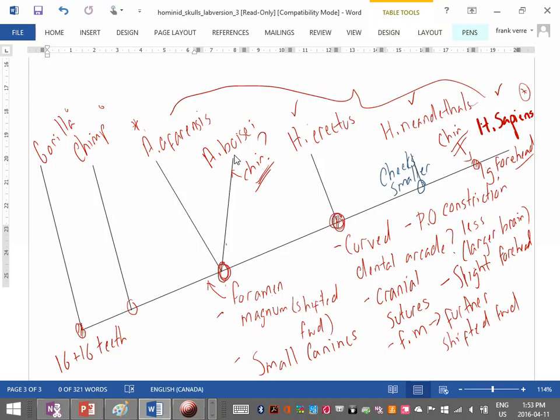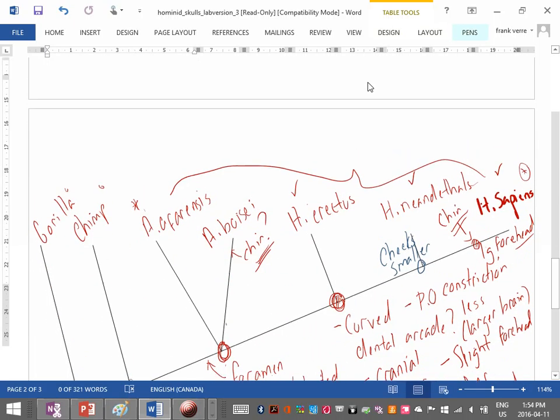Yep, less postorbital constriction, which indicates a larger brain. What else? We start to see evidence of a forehead. The foramen magnum is shifted even further forward, and the dental arcade is curved. Okay? Those are all characteristics that we see in the genus Homo, and we don't really see them in the other specimens. Now, there might be a bit of arguing with the dental arcade, because in Afarensis you start to see a little bit of curvature.